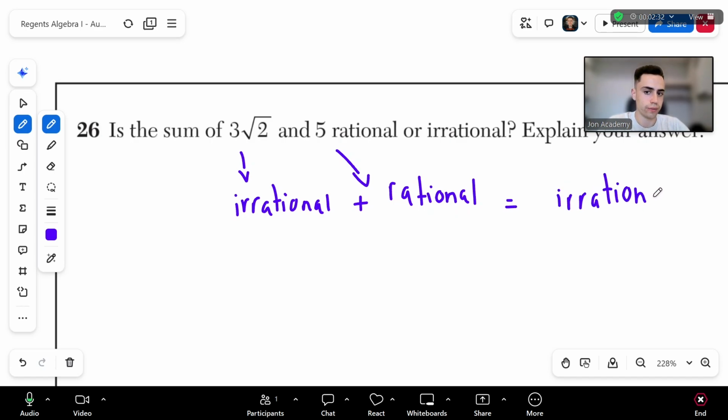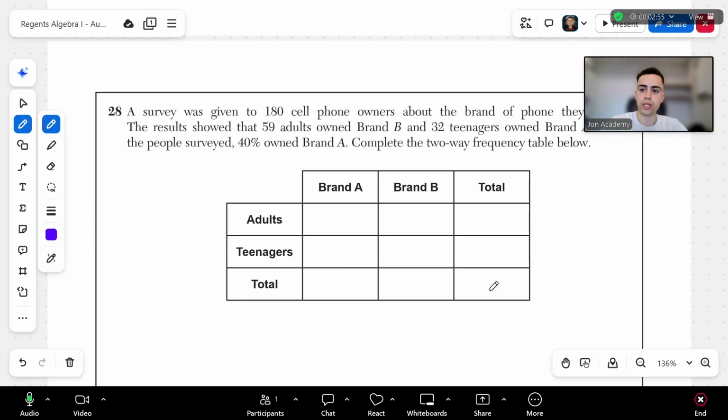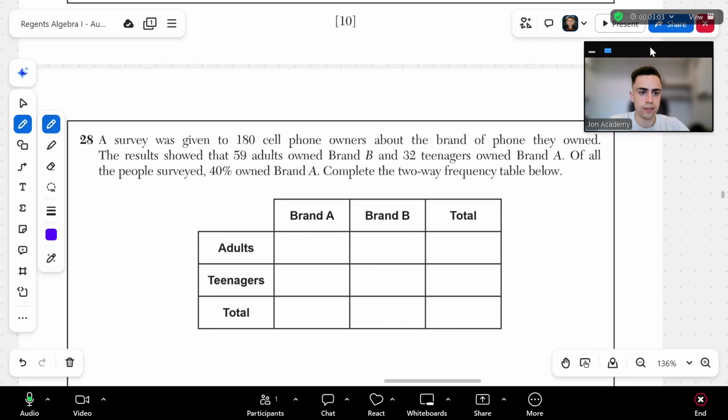So that's why, well, we could explain that: the square root of 2 makes this number already irrational, and adding both an irrational and a rational number keeps being irrational. Let's see now number 28. We have a survey with 180 cell phone owners.